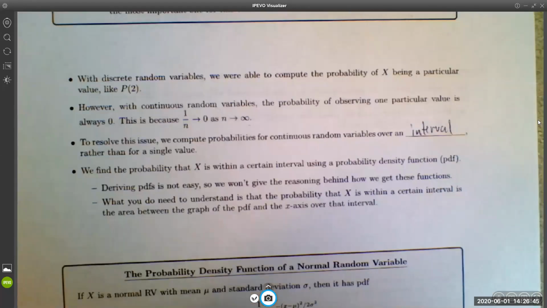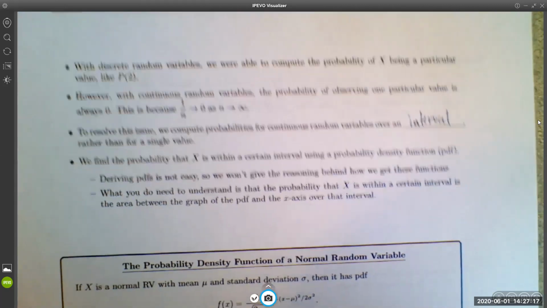And if any of you have ever taken calculus, then that concept should sound familiar. That's just an integral, right? So if you want to know the probability that x is within a certain interval, then you integrate the PDF over that interval, and that's equal to the probability. If you're not familiar with calculus, don't worry about it too much. We'll see in StatCrunch how areas and probabilities correspond to each other.